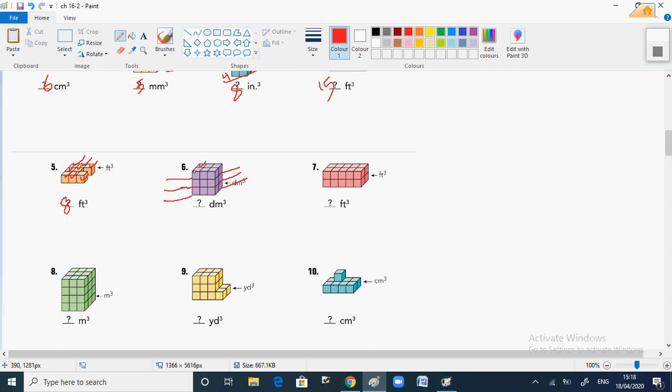Each layer holds 1, 2, 3, 4, 5, 6 cubes, 6 and 6 and 6, all of them the same. That means here I have 18 cubic decimeters. And here I have 2 rows or 2 layers. Inside each one we have 1, 2, 3, 4, 5, 6, 7, 8, 9, 10. We have 10, and here we have 10. That means in total we have 20 cubic feet. Okay?